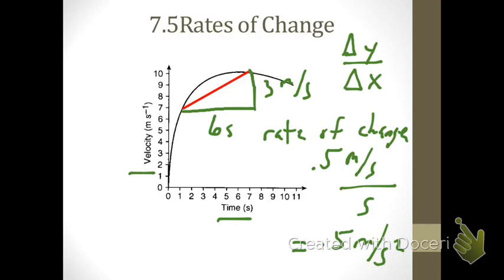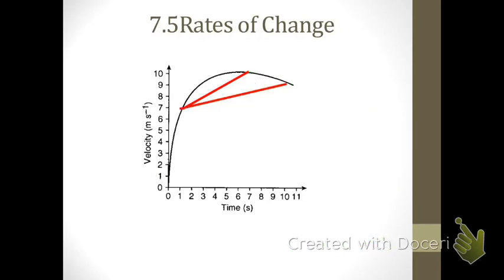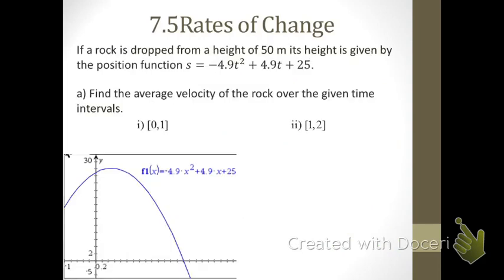Now let's look at a specific problem. There's just another rate of change that I could have found with that same graph. It says if a rock is dropped from a height of 50 meters, its height is given by the position function s equals negative 4.9t squared plus 4.9t plus 25. First, we're going to find the average velocity of the rock over two different time intervals: from 0 seconds to 1 second, as well as from the 1 second to the 2 second mark.